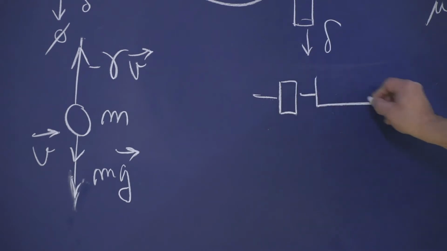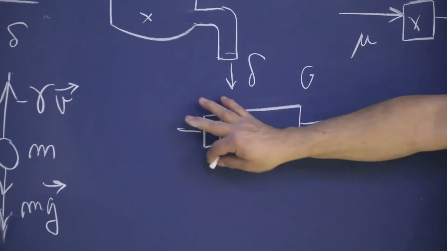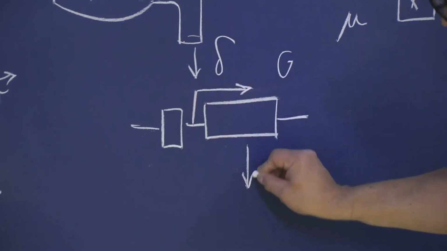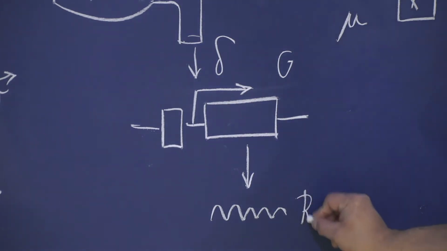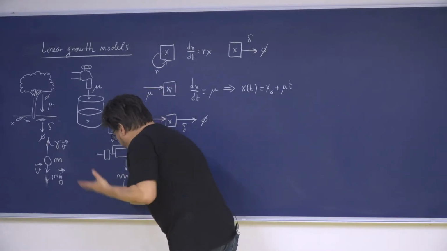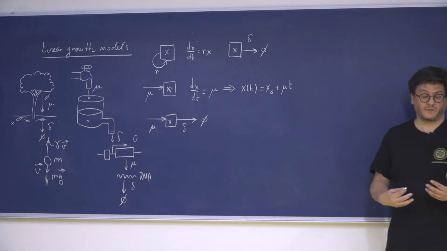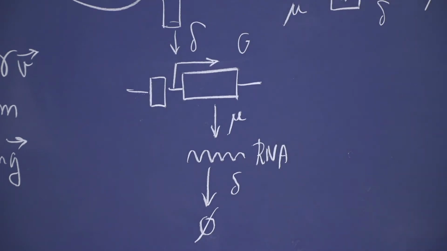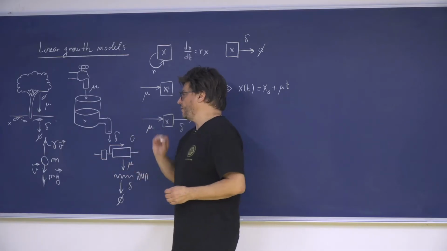biological systems. Imagine you have a gene. This would be a very simplified picture of the promoter. This gene is transcribed into an RNA, and this RNA degrades by some mechanism. Again, this mechanism could involve active processes, but assume that it's just degradation, and assume that the gene is constitutive, meaning that it's constantly being expressed. That's again exactly the same kind of dynamical system.